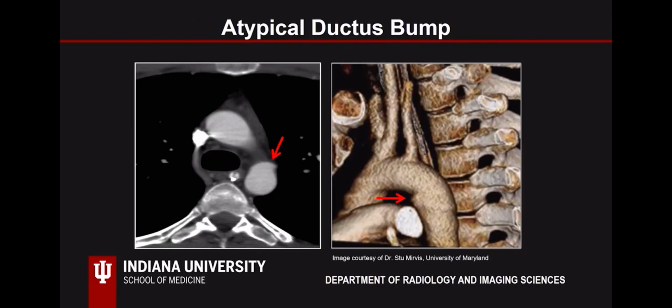Here's a patient with a contour deformity of the proximal descending thoracic aorta at the level of the ligamentum arteriosum. There are smooth edges, there's no intimal flap, and there's no periaortic hemorrhage. This is an anatomic variant called an atypical ductus bump and is not an aortic injury.